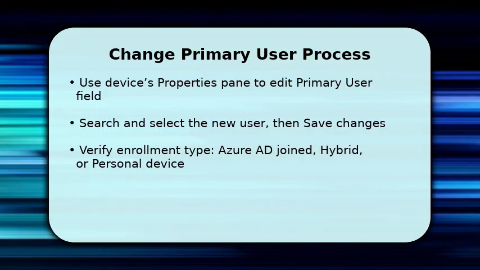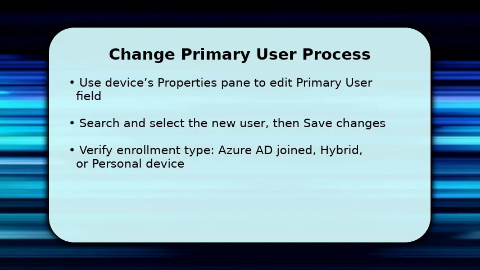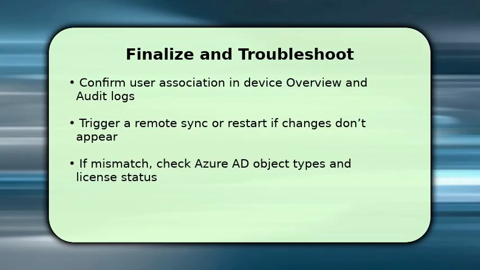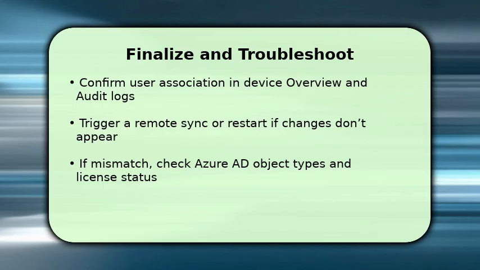Once saved, wait a few minutes and refresh the device record. Intune writes the new relationship and updates ownership and assignment targeting. Make sure the new primary user's license and policies apply cleanly. After saving, verify the new primary user in the device overview and check audit logs for the change event to confirm success. If the update doesn't appear, trigger a remote sync or restart the device to force inventory reconciliation.